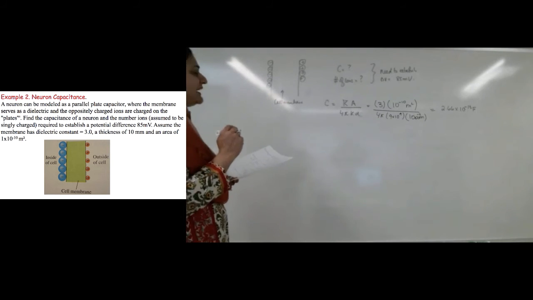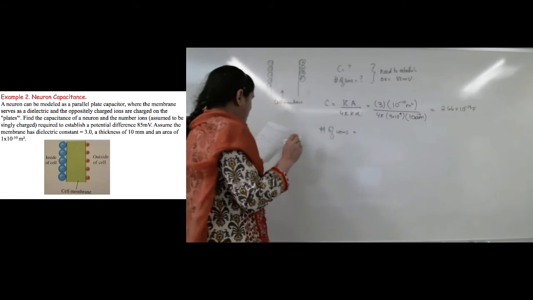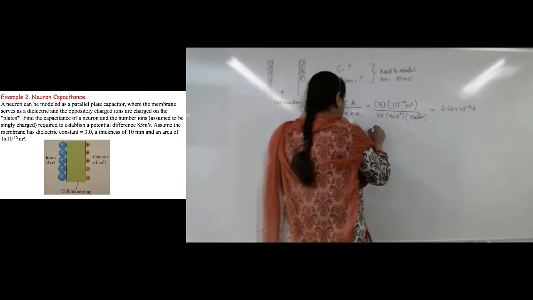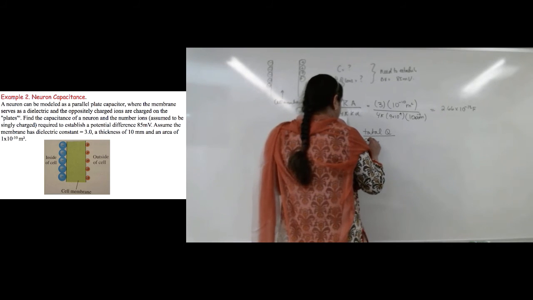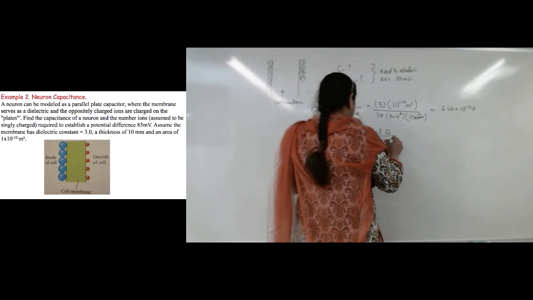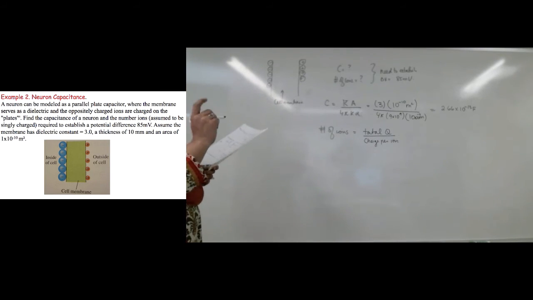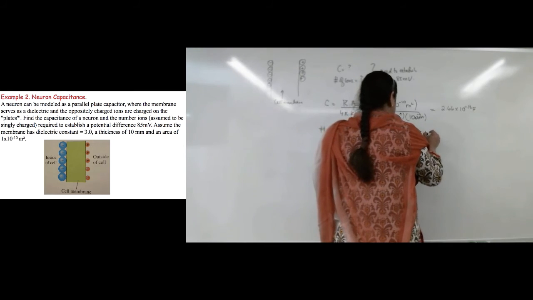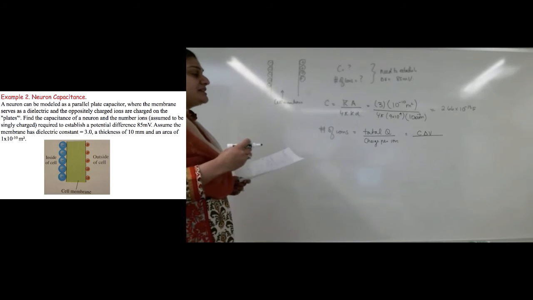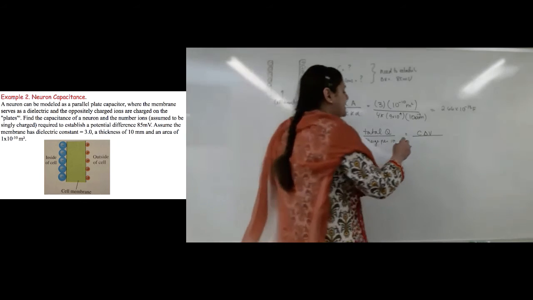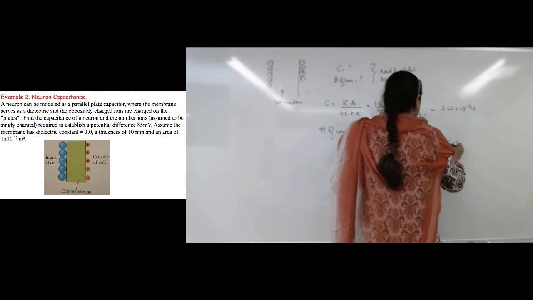Now, part B, I have to find the number of ions. Okay? What does that mean? That means I have to find total Q, total Q, divided by charge per ion. Okay? Now how do I find total Q? In order to find total Q, I need C delta V divided by what is the charge per ion. So if each ion is positively or negatively charged, what is the charge per ion? It is going to be 1.6022 times 10 to the minus 19 coulomb per ion.